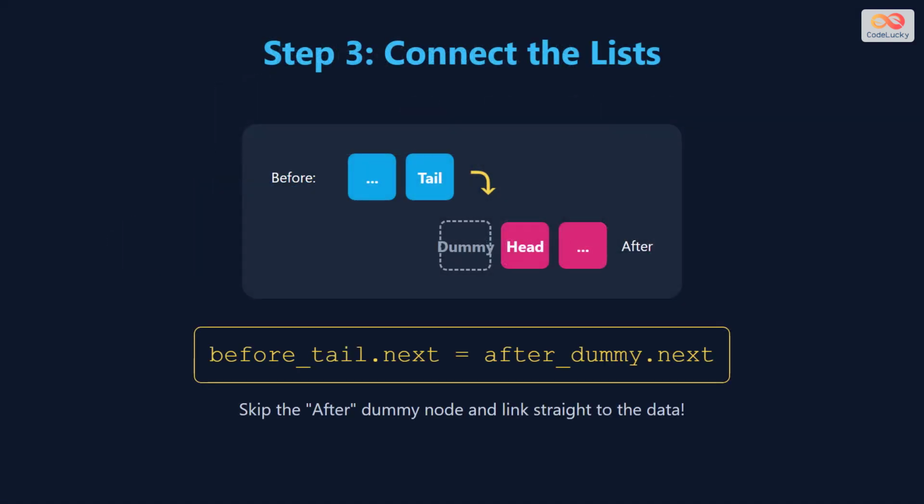Once we have processed all the nodes, we have two separate chains. To finish the job, we need to merge them back into one. We take the tail of the before list and point its next pointer to the first real node of the after list. Remember, the first node is a dummy, so we point to dummy.next.